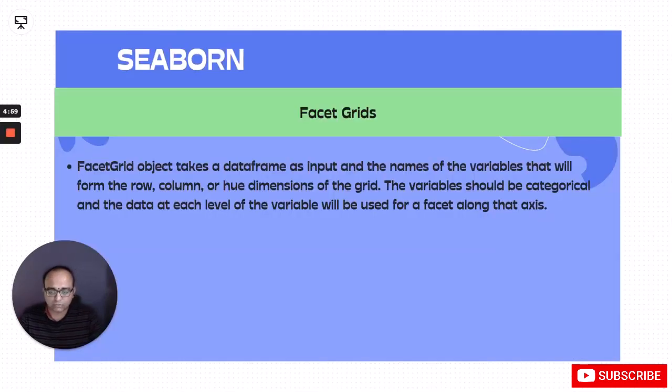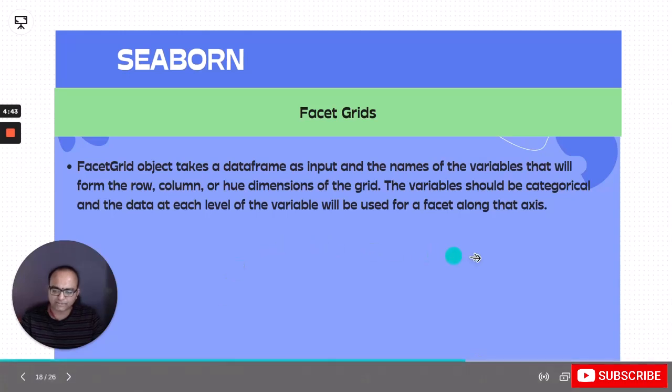Now we'll discuss how to plot facet grids in Seaborn. Whenever you have different categorical data to be plotted, which contains rows, columns, and hue dimensions of the grid, you can go for this facet grid representation.